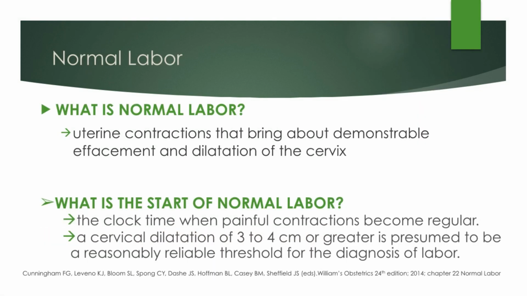So what is normal labor? Normal labor is usually defined as the onset of uterine contractions that bring about demonstrable effacement and dilatation of the cervix. So when does normal labor start? It is that clock time when painful contractions become regular. This will depend mainly on when the mother perceives the painful contractions. The start of normal labor can also be pegged at a cervical dilatation of 3 to 4 centimeters or greater, which is presumed to be a reasonable, reliable threshold for the diagnosis of labor.